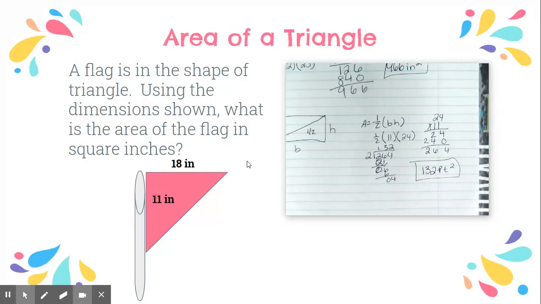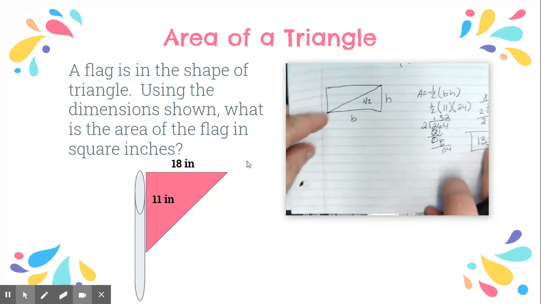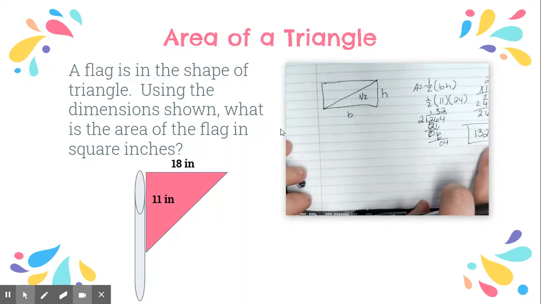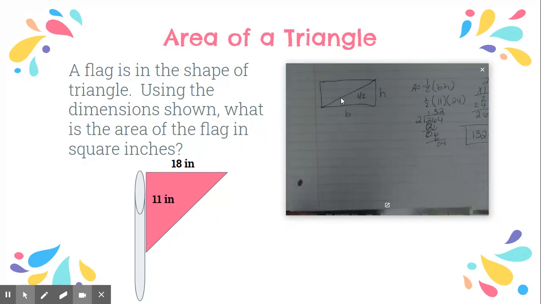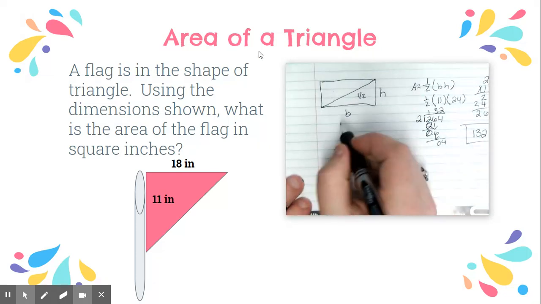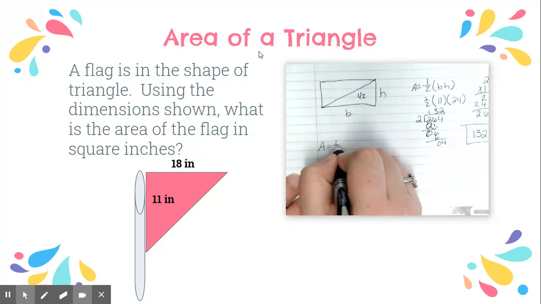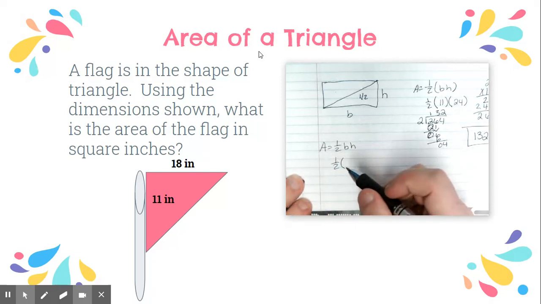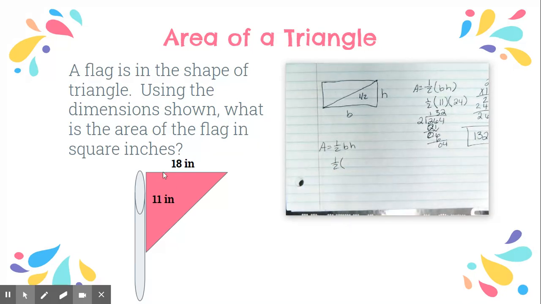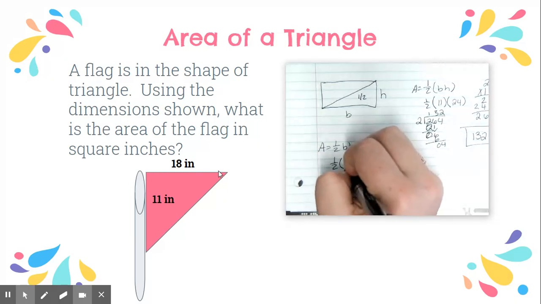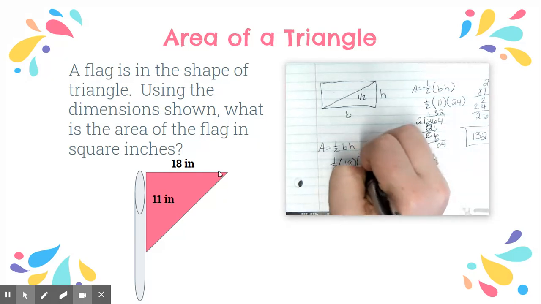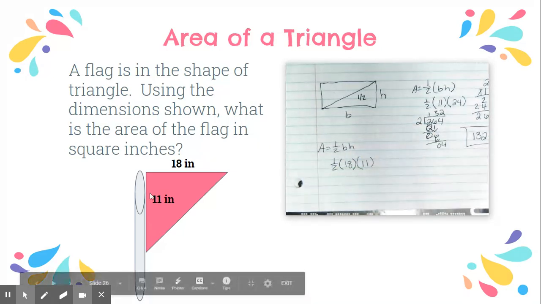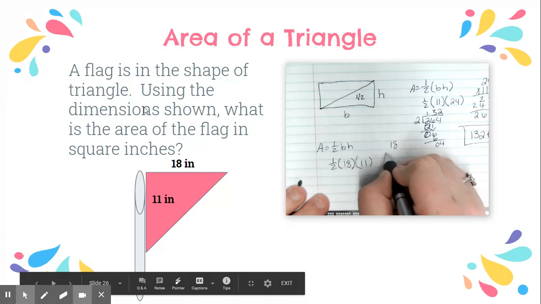So my next one, a flag is in the shape of a triangle. Using the dimensions shown, what is the area of the flag in square inches? So let's look at this. We know area equals 1/2 base times height. So 1/2, my base is the bottom, or in this case, it's the top. Okay, it's that flat side, 18. And then how tall it is, 11. We see that on the side, it's 11. Okay, so we're going to multiply 18 times 11.